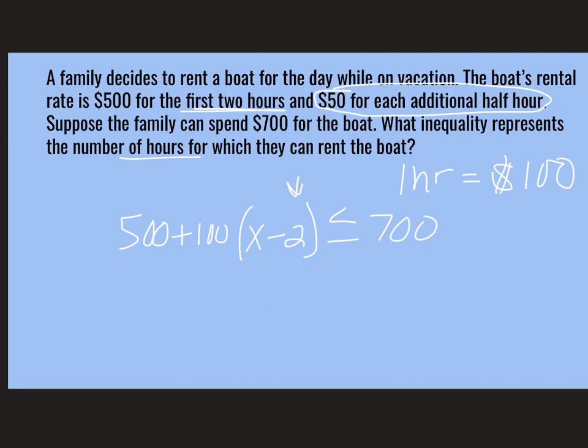So can they spend exactly $700? Sure. But do they want to go over? No. So then it would be 500 plus 100 times x minus 2 is less than or equal to $700. So the key here is this piece. Is that piece there? Subtracting the 2 initial hours and showing that whatever's left is being multiplied times 100.